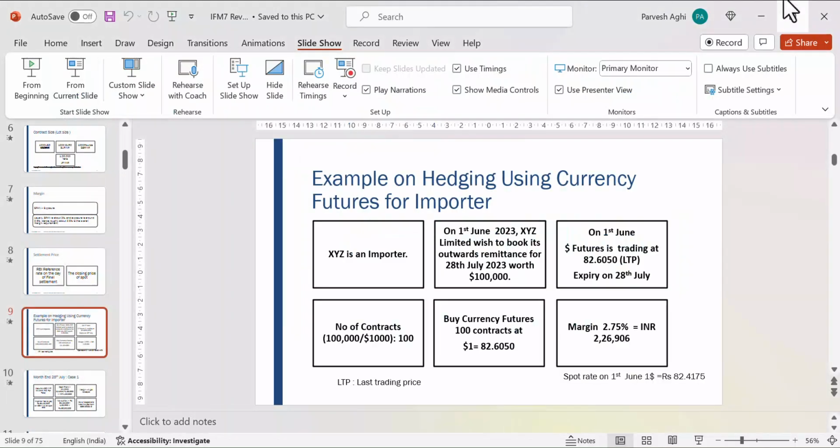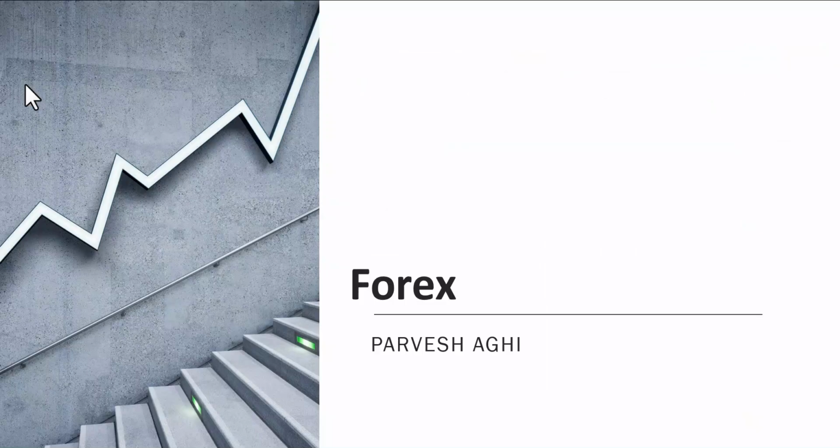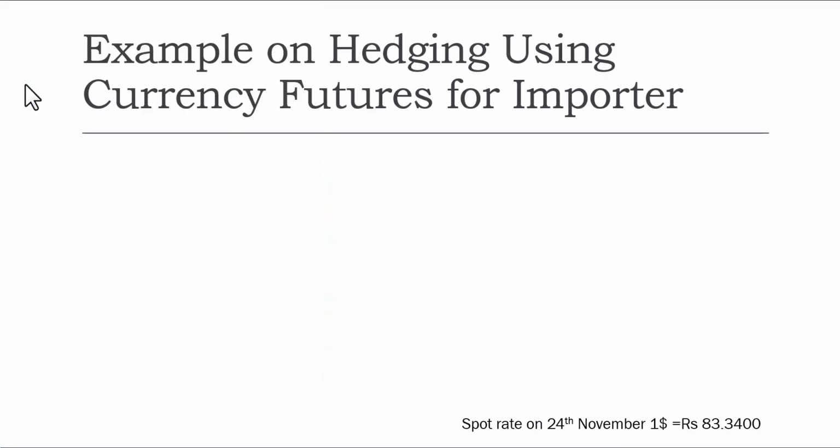Okay. So what I have done is I have prepared, so I have just revised with the current slides. What slides I've shared, I have just gone through the latest one. Maybe it was the July example, so I have covered the recent example. Okay. So the example is on hedging using currency futures for an importer.